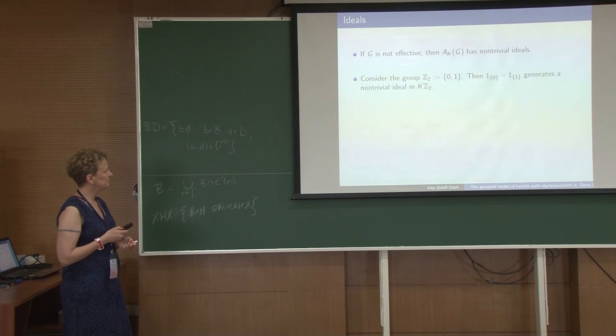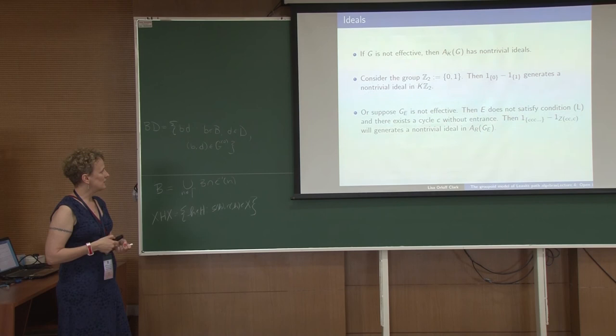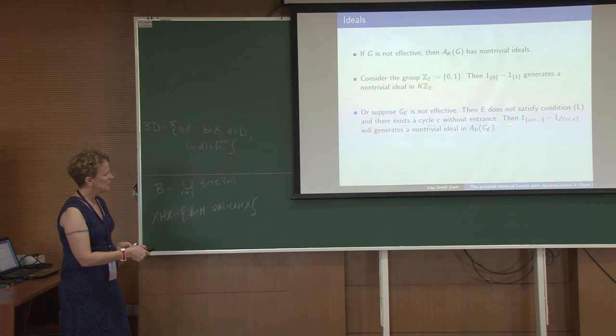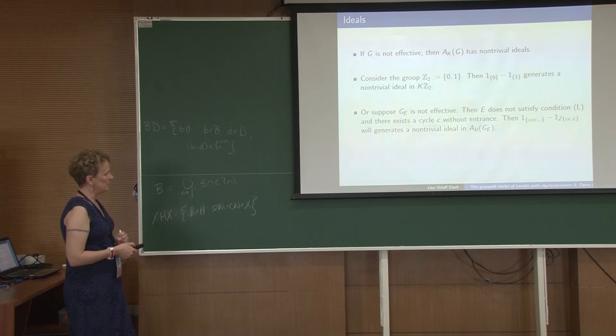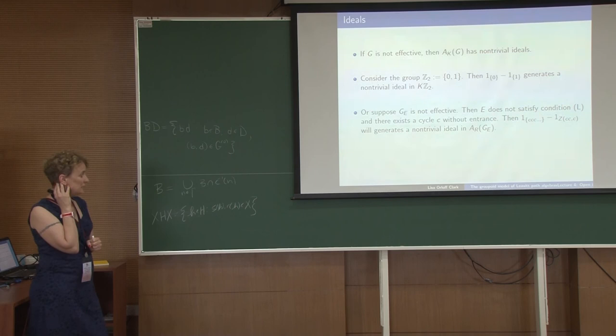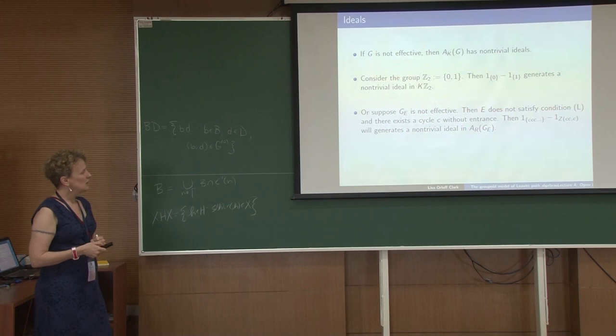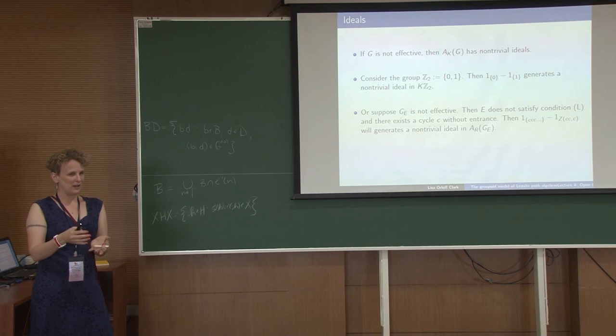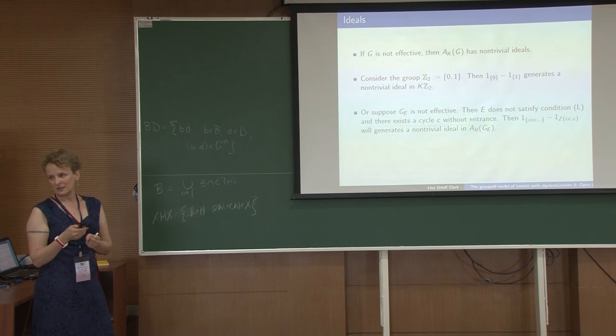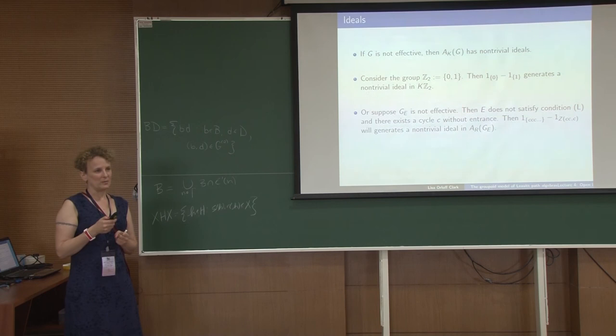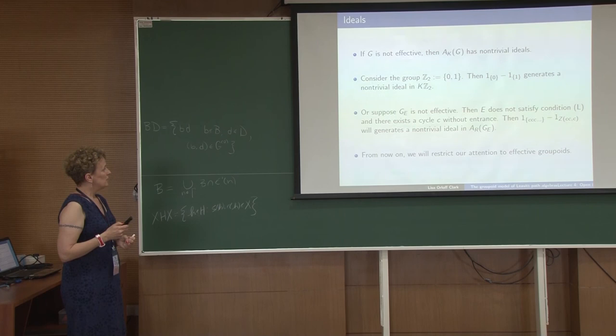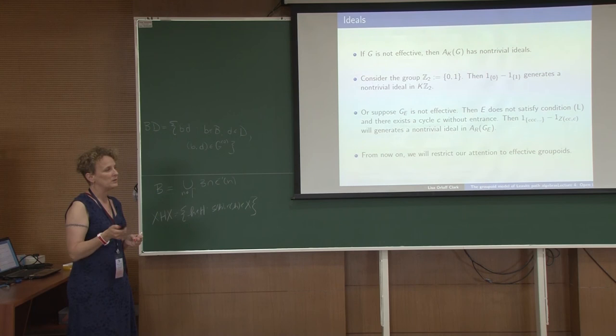Similarly, we have examples in the Leavitt path algebras. If it doesn't satisfy condition L, we have a cycle without entrance, and you can show that this thing, maybe that's not the notation you're used to, that's the translation over into the Steinberg algebra, generates a non-trivial ideal. But how this works in the abstract setting is pretty hard, because when you have effectiveness failing, you have a whole open bisection that's all isotropy, meaning you have isotropy groups that might be different, and so it's very complicated. So there's still lots we don't know about the ideal structure of Leavitt path algebras in general when things are not effective. So for now on, we're just going to restrict our attention to effective, because that's a situation where we can do more things.